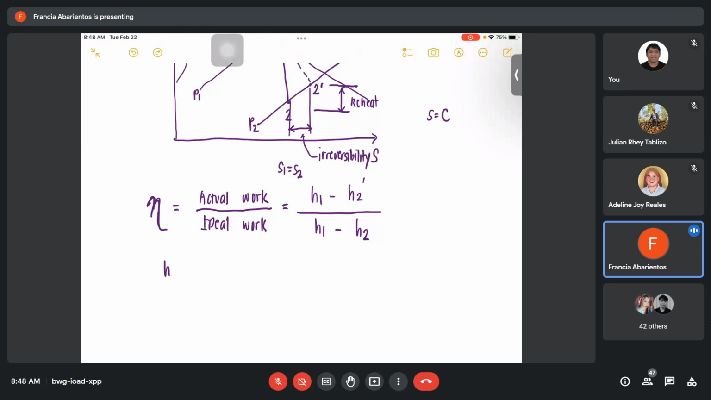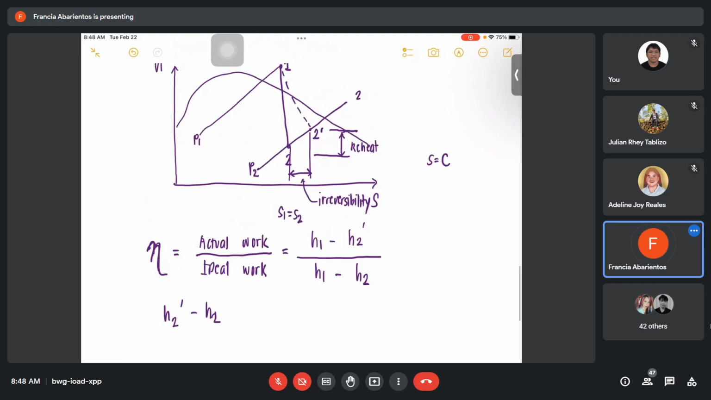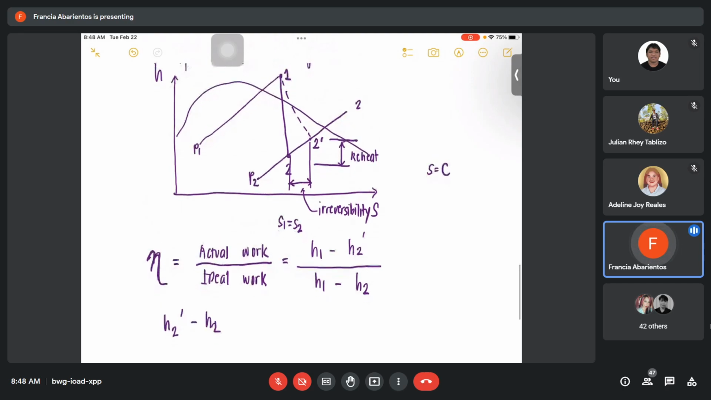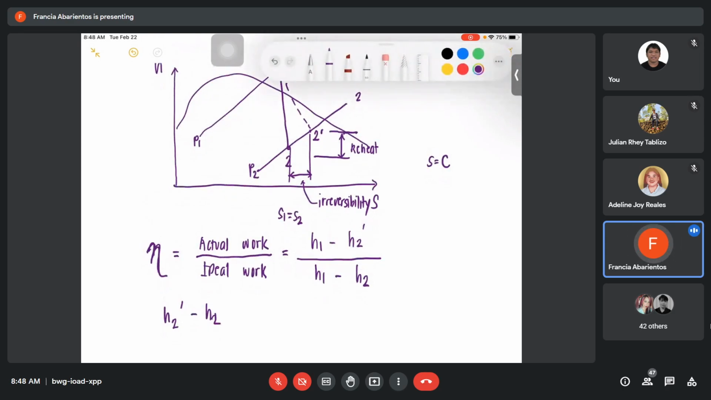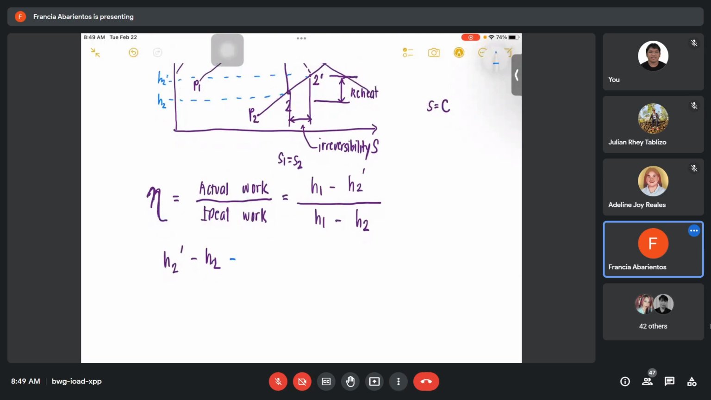But take note, yung H2 prime natin. The H2 prime minus H1, I mean H2, from the given, dito class sa ating HS plane, makikita niyo is the reheat. Makikita niyo, this is the reheat. This is H2. Yung reheat natin class, pag diniretso mo yan, that is now H2 prime. And this is now your H2. And so, ang tawag ng class is the process of the internal reheat.